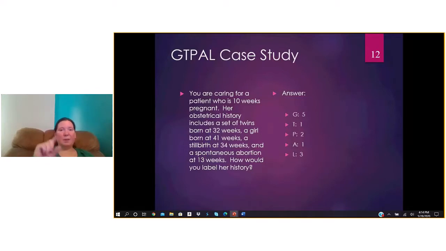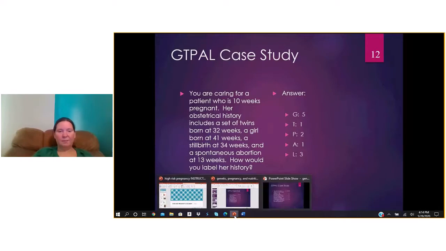As far as the spontaneous abortion, A, she had 1. The spontaneous abortion she had at 13 weeks. Again, this is based on time. Because it was before 20 weeks, it's an A. It's not a preterm. And then the last one, living children, is 3. This is the only one based on number of children. So her set of twins born at 32 weeks, that's 2 babies, that's 2 children. And then she had a girl born at 41 weeks. That's your 3rd child. Does that make sense?